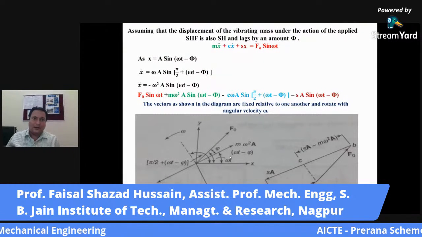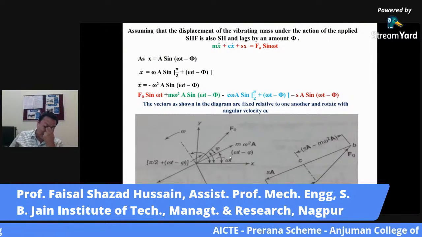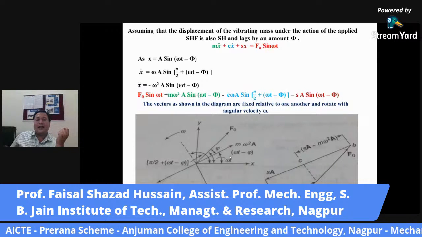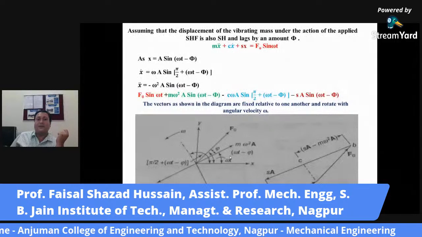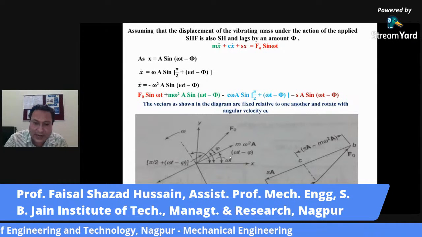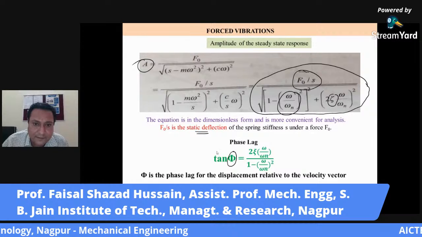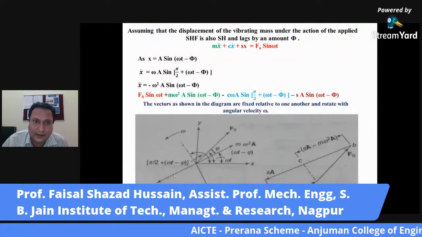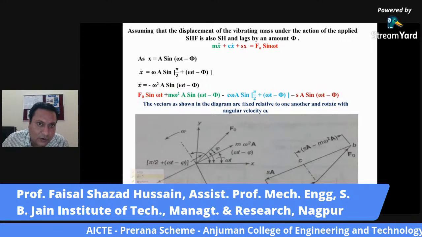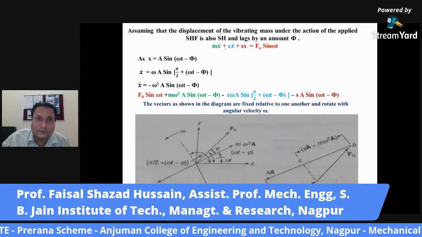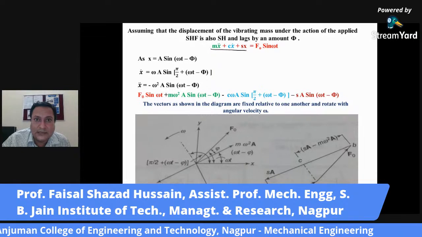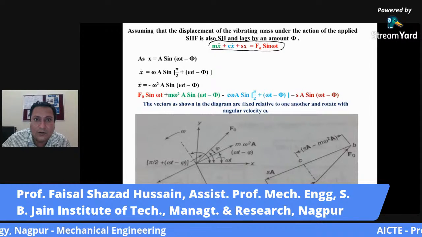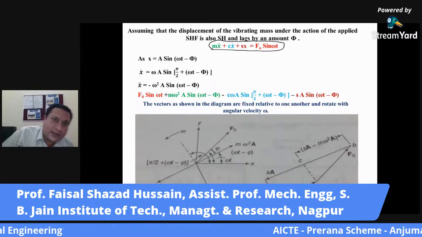Now see, in this slide we will see how the vector diagram and phase diagram is completed. As in the previous slide, I have discussed the phase lag phi. Phi is the phase lag for the displacement relative to the velocity vector. So now, as we know that m x double dot plus c x dot plus s x equal to F0 sine omega t.